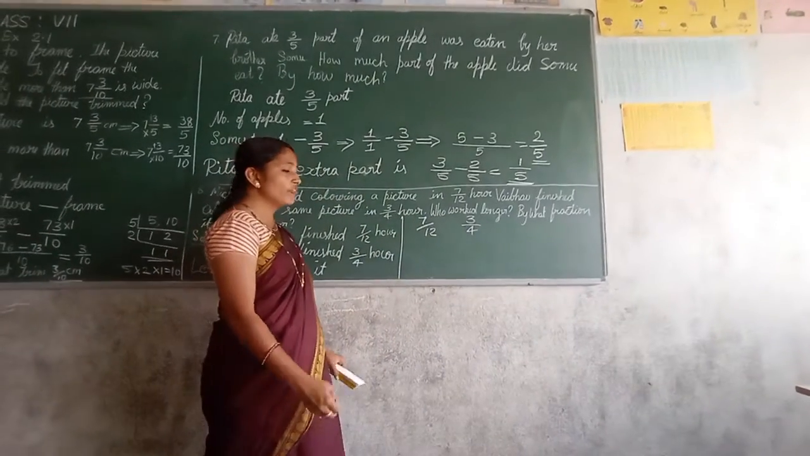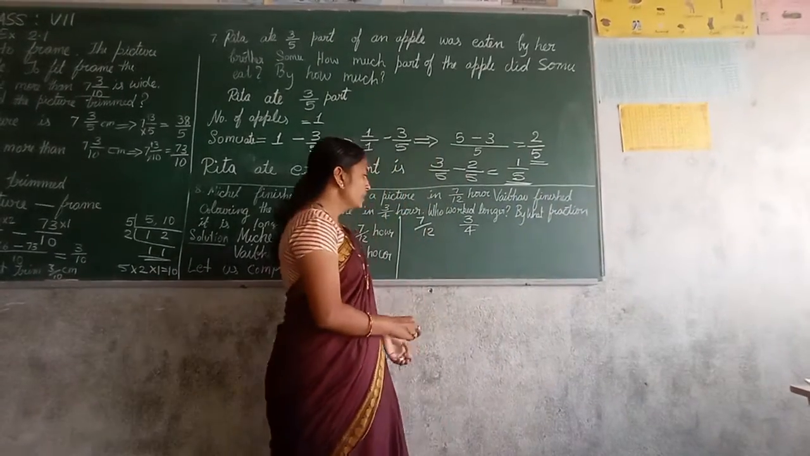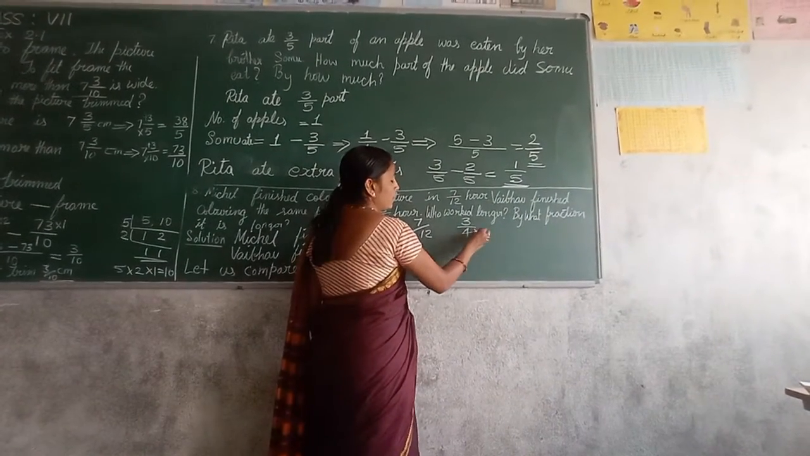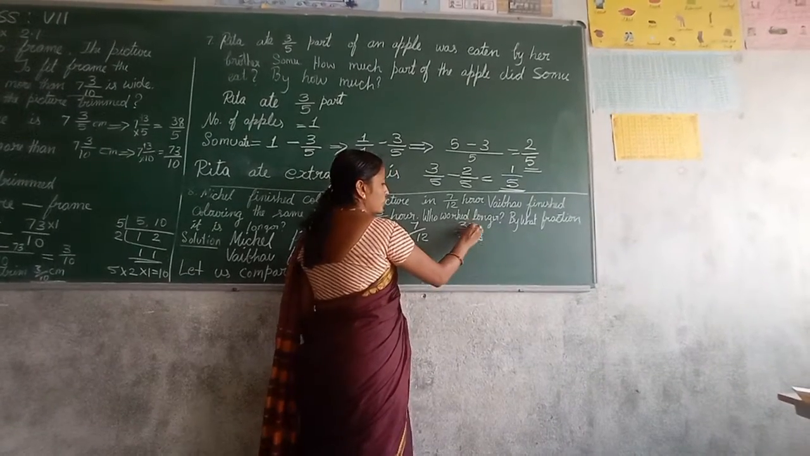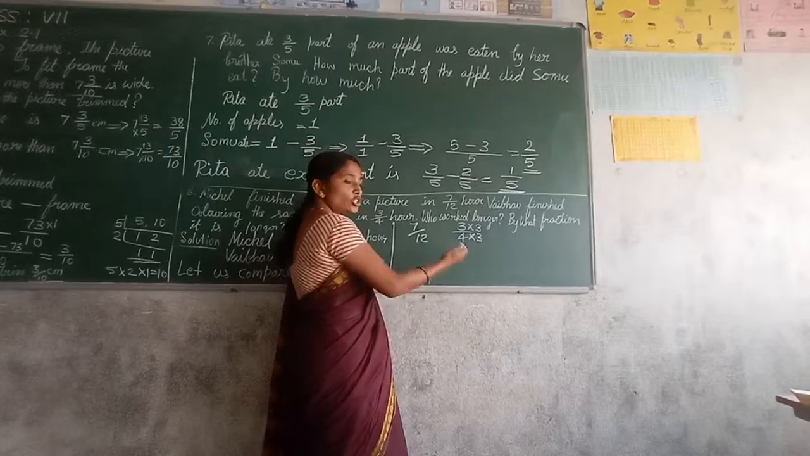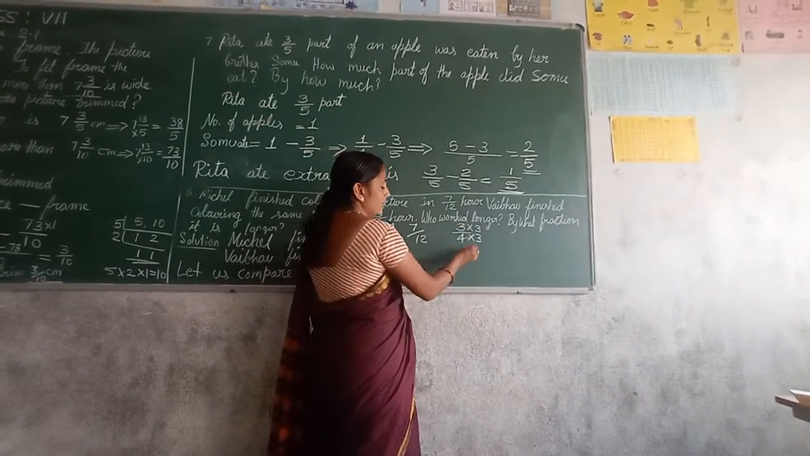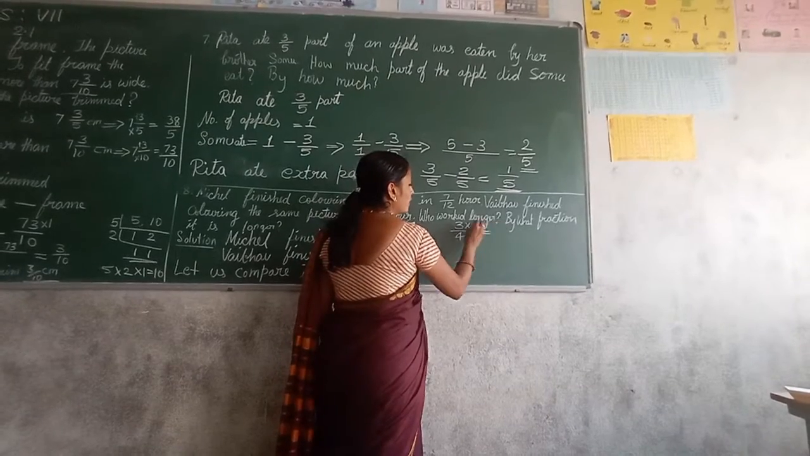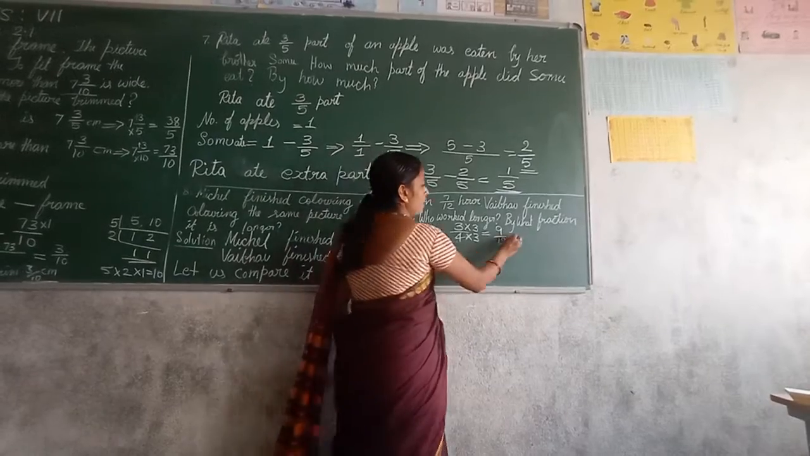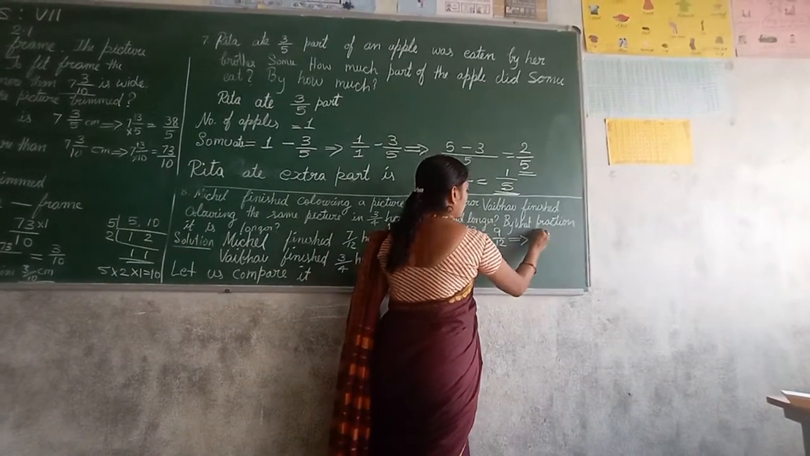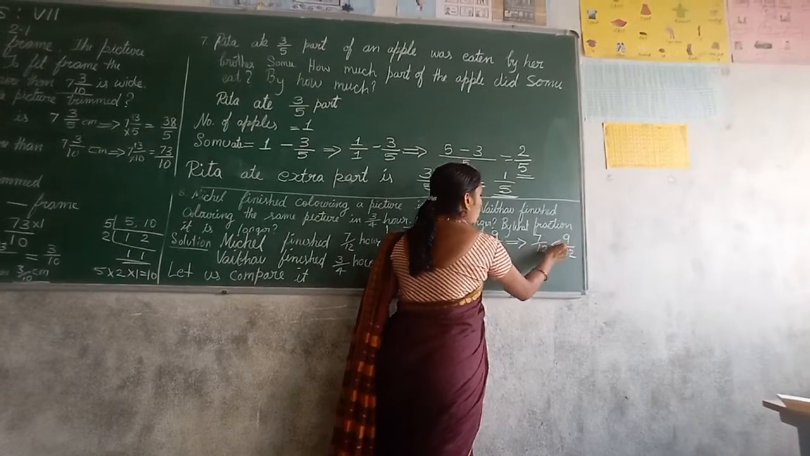If we make the denominator the same, it is easy to compare. For 3/4, if I multiply by 3, 3 fours are 12. Whatever I multiply, it should be multiplied for both numerator as well as denominator. So you will get 3 threes are 9, 3 fours are 12. Now let us compare these: 7/12 and 9/12.